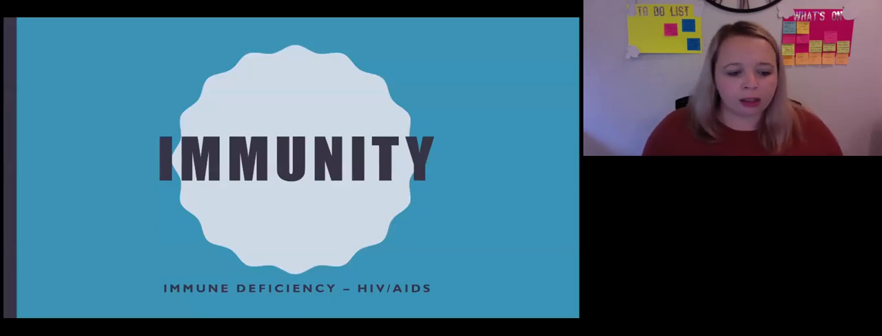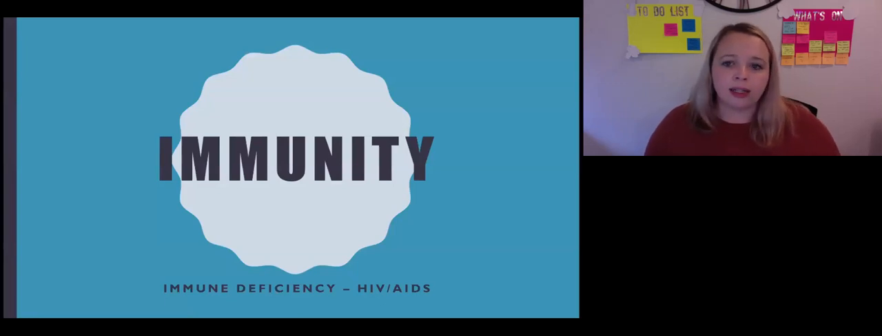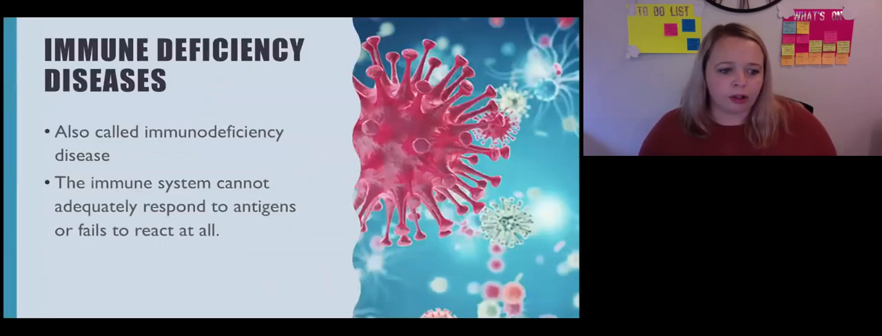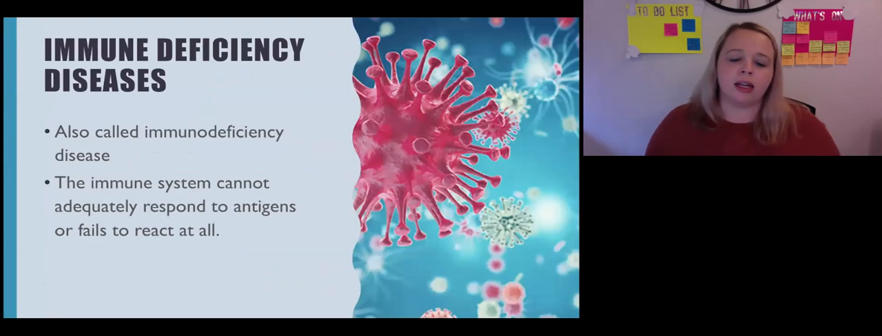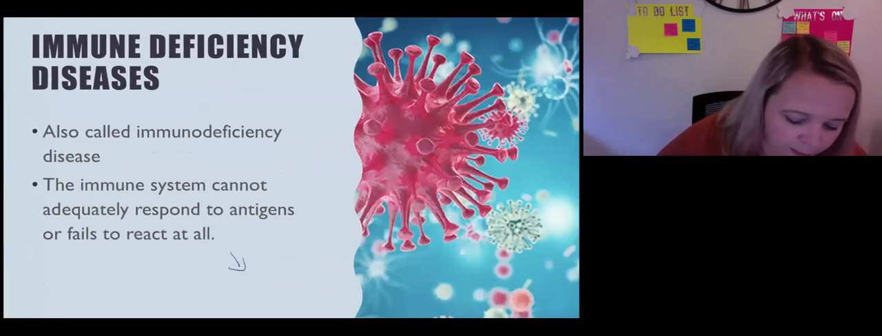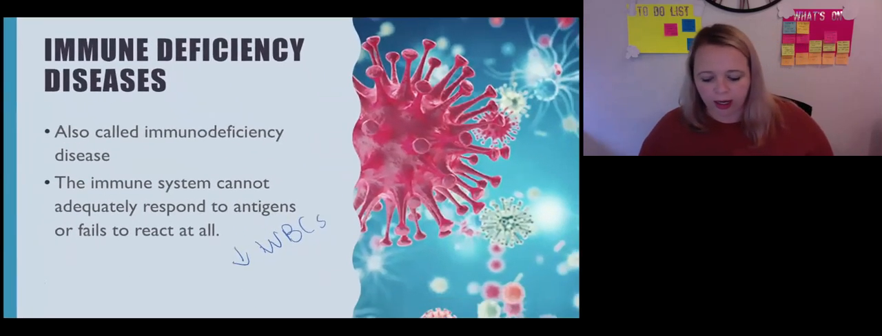Okay, our last type of immune deficiency or malfunction is the example of HIV and AIDS, but in particular HIV infection. So immune deficiency diseases can also be called immunodeficiency diseases. Either one is fine, whichever one you prefer to use. And what it means is your immune system cannot respond to antigens, usually because you have a decrease in white blood cells. Okay, that's a really simple way of looking at it.